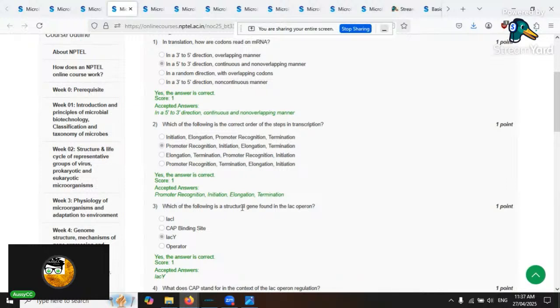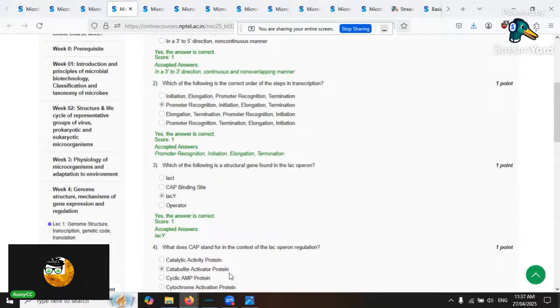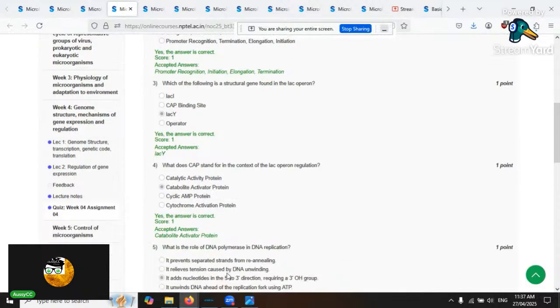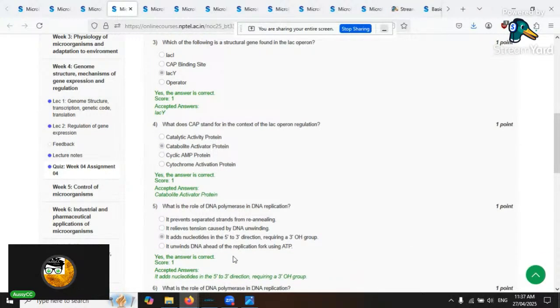Which of the following is a structural gene found in the lac operon? It's lacY. What does CAP stand for in the context of lac operon regulation? It's the catabolite activator protein. What is the role of DNA polymerase in DNA replication? It adds nucleotides in the 5' to 3' direction, requiring a 3' OH group.